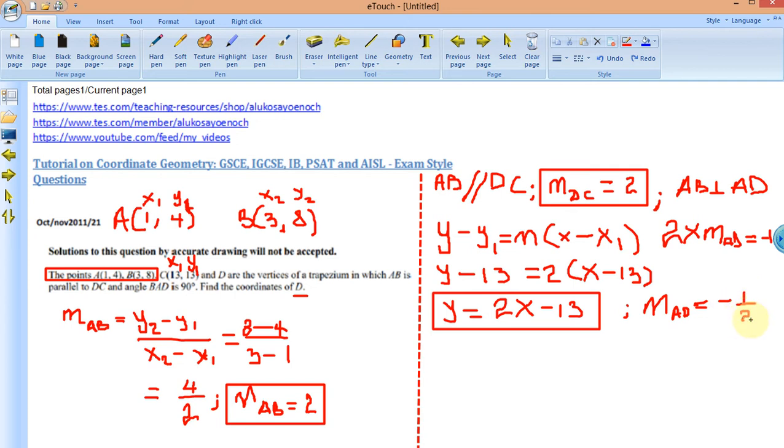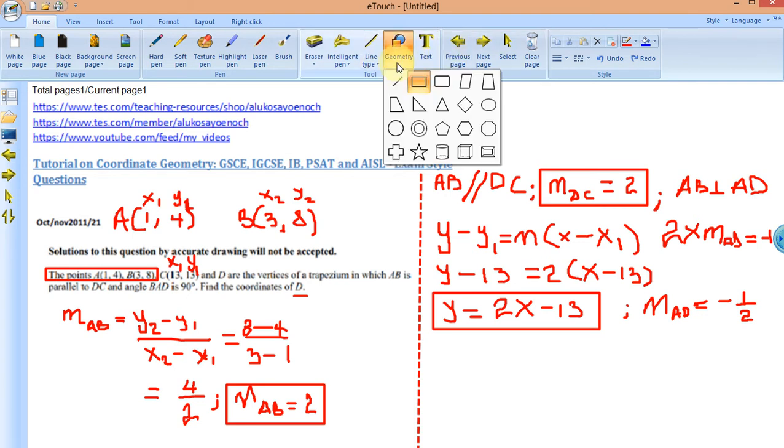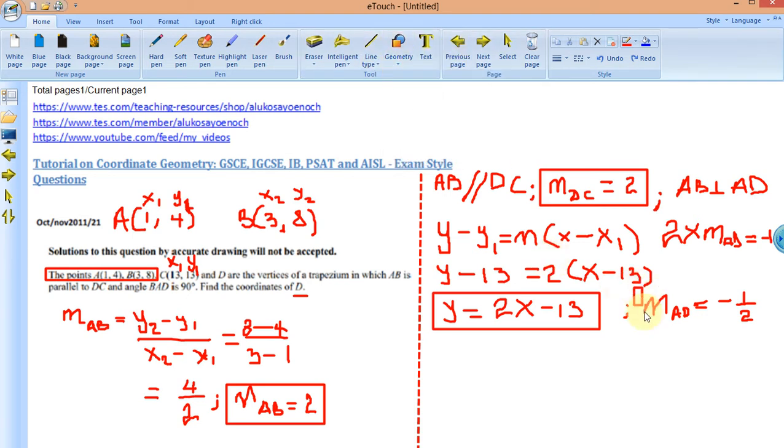Okay, let me now put that in a square bracket too, or in a rectangular box, better still.